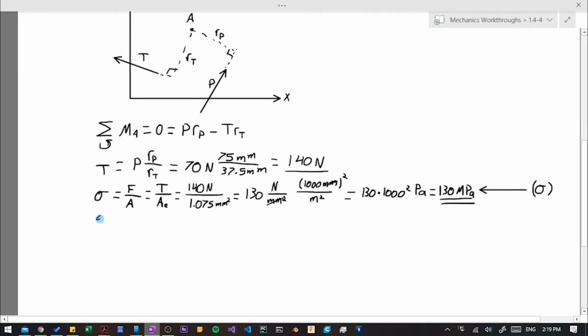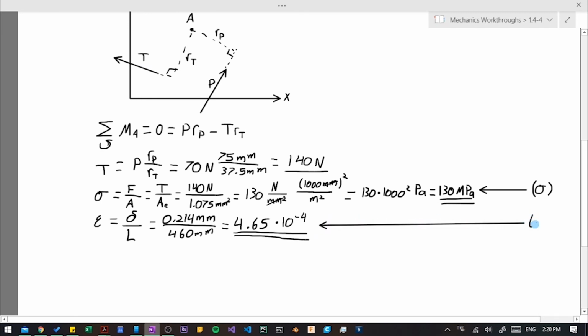And finally, we need to find our strain with the symbol epsilon. This is our change in length over our original length. This is engineering strain because we're using original length. We are given both of these values, so we can just plug them in. This is equal to 4.65 times 10 to the negative fourth. This is unitless because it is like a relative change, and it makes sense because we have millimeters divided by millimeters. This is one of our final answers. We double underline it and draw an arrow and put the variable in parentheses.